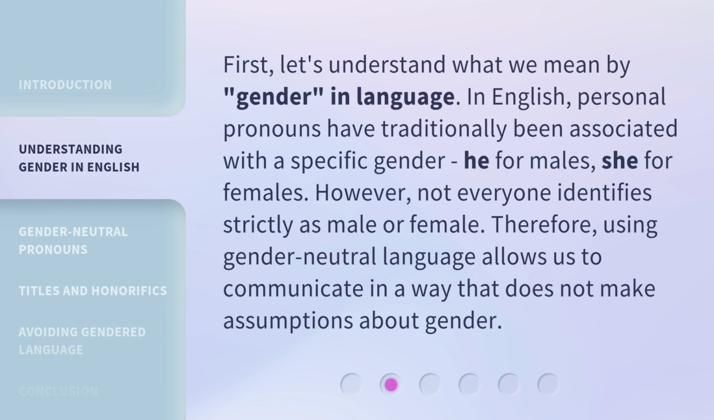First, let's understand what we mean by gender in language. In English, personal pronouns have traditionally been associated with a specific gender, he for males, she for females. However, not everyone identifies strictly as male or female. Therefore, using gender-neutral language allows us to communicate in a way that does not make assumptions about gender.